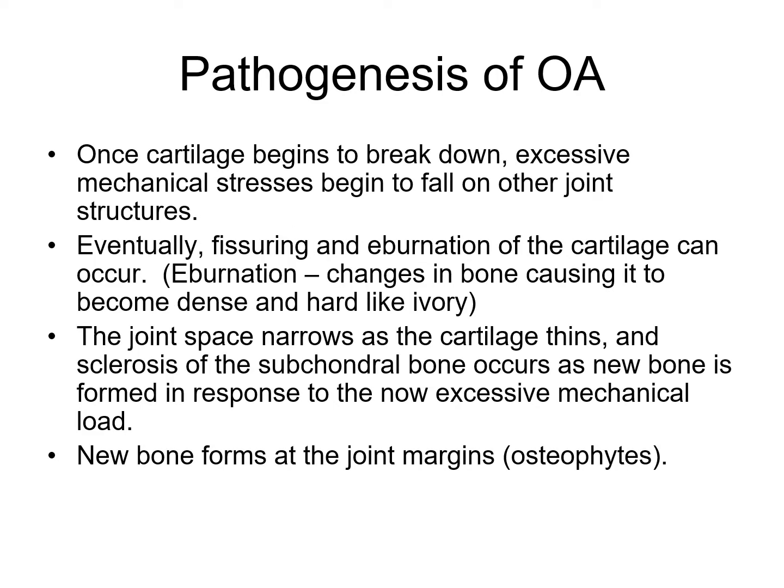Once the cartilage begins to break down, excessive mechanical stresses begin to fall on other sites or other joint structures, and eventually fissures and eburnation. And the ivory nature of the cartilage can occur, so it becomes more dense, looking more like bone itself rather than cartilage. The joint space narrows as the cartilage thins, and there's sclerosis. So sclerosis is abnormal bone formation of the subchondral bone as the new bone is formed in response to the excessive mechanical load. We see new bone forming at the joint margins, which may be called osteophytes.